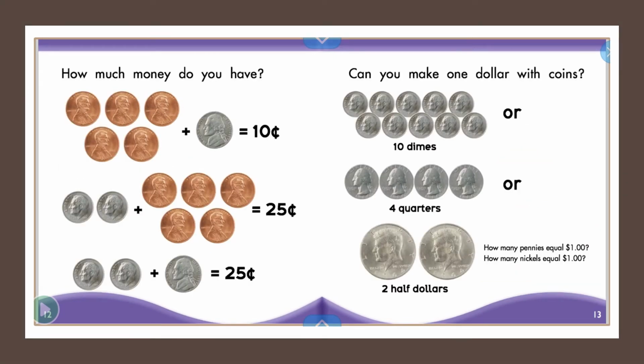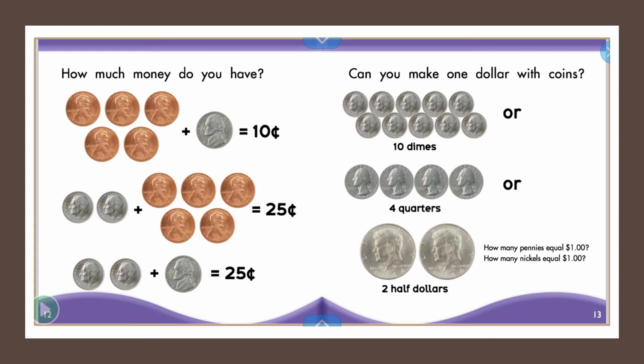How much money do you have? What I would do is start with the nickel, which is a silver coin, because that's 5, and then count on 6, 7, 8, 9, 10. So there you have 10 cents, and you could trade that in for a dime, because a dime is worth 10 cents. Below that, you have 2 dimes and some pennies.